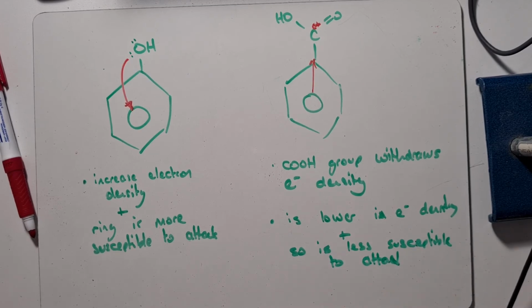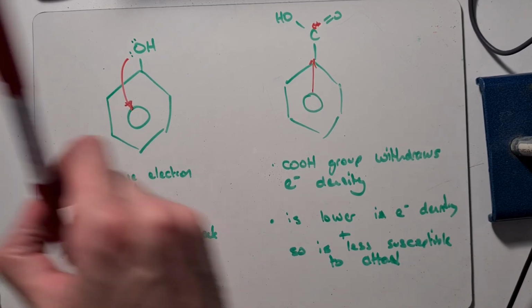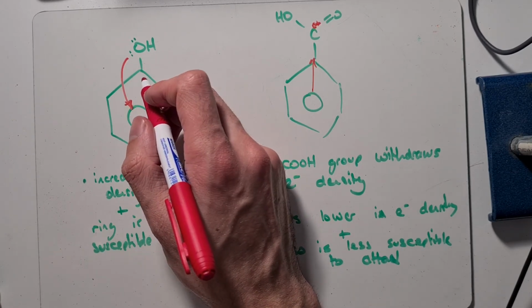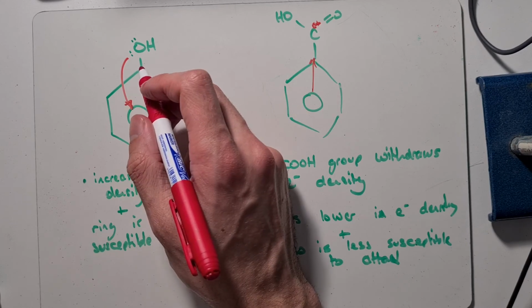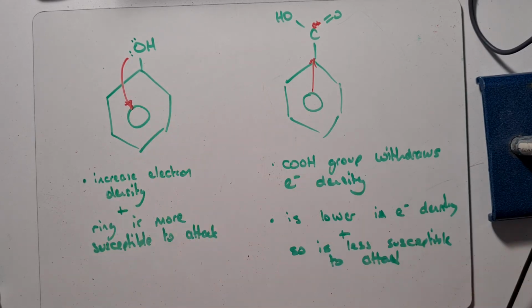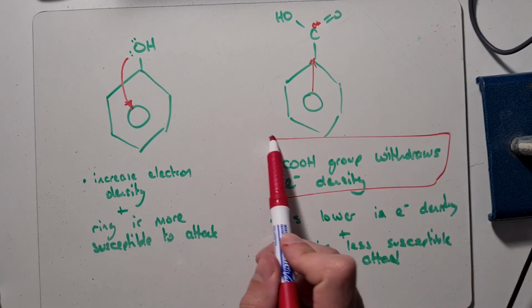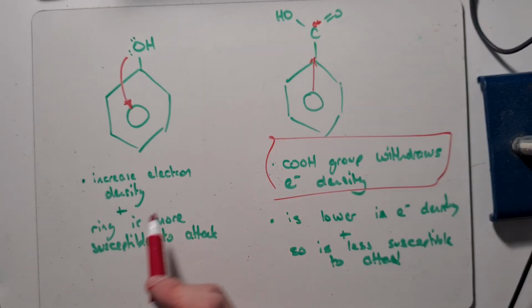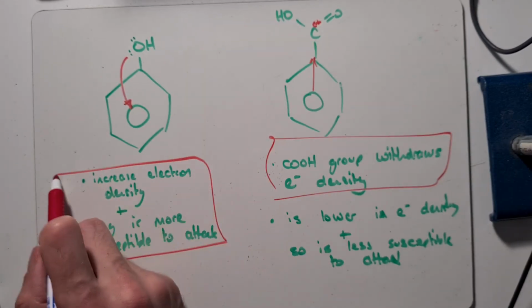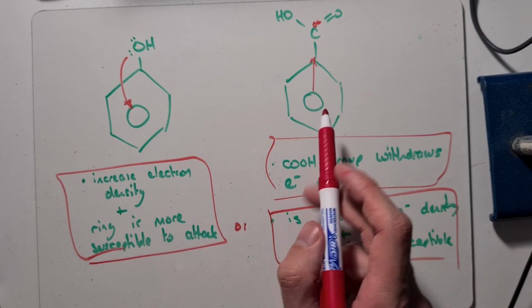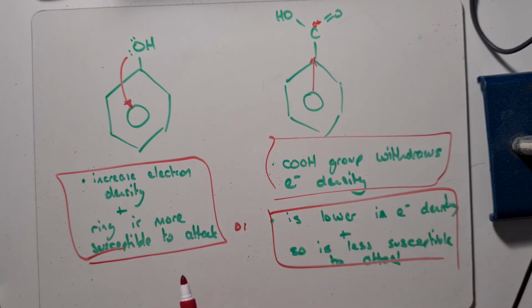So the 3 marks on this were for saying that on here, a lone pair of electrons is delocalized into the ring or the pi system. The second mark is for saying the COOH group withdraws electron density. And the third mark is for saying either that the increase in electron density of phenol means the ring's more susceptible to attack, or that benzoic acid is lower in electron density, so less susceptible to attack. And that's question 6.